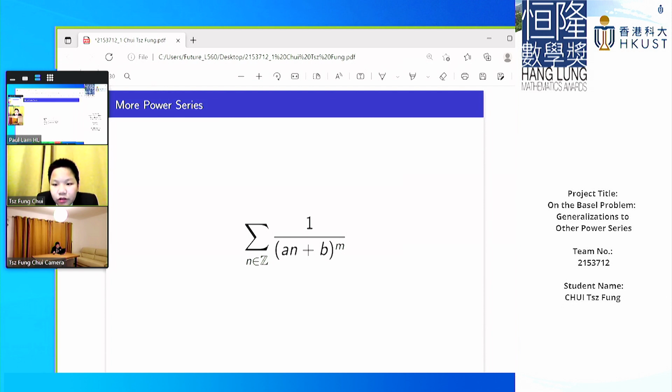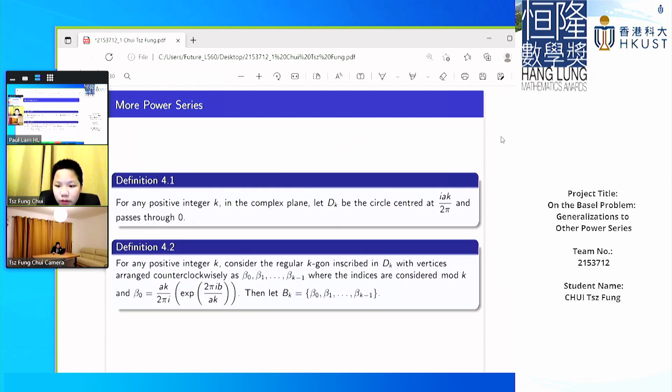Previously, we attempted to generalize the exponent of our series from theta 2. Now we try to generalize the base. That is, we try to calculate the answer of this series for positive real numbers a larger than b. First, we try to find the value when m equals 2.